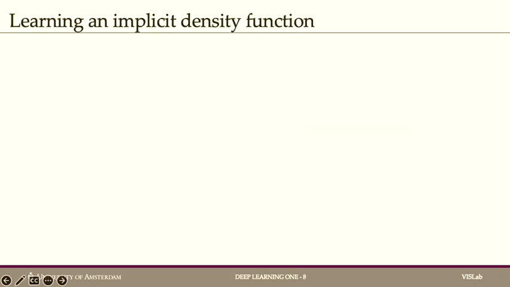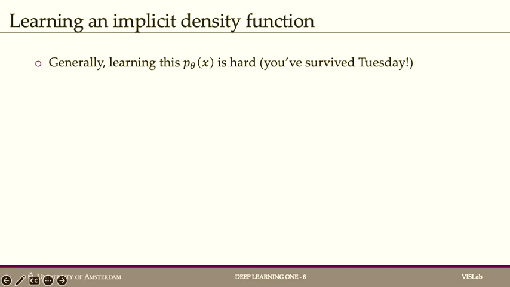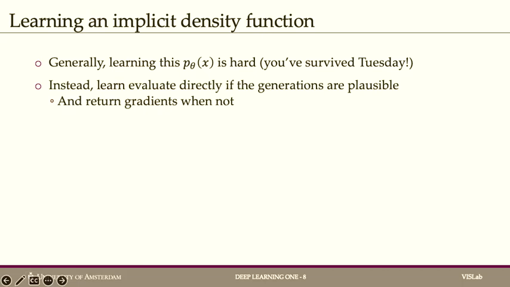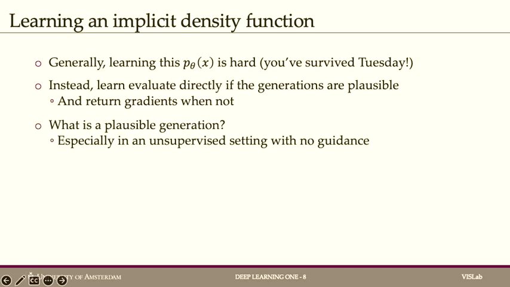All right, so learning an implicit density function. We've mentioned that learning this data distribution function P theta of x is generally very hard, but hey, you've survived Tuesday. So instead, the approach we're going to take today is to directly evaluate if the generations are plausible. And if they're not plausible, let's get some gradients such that we can train the generator network.